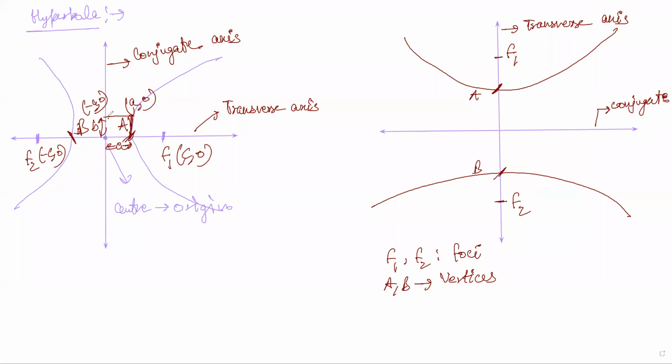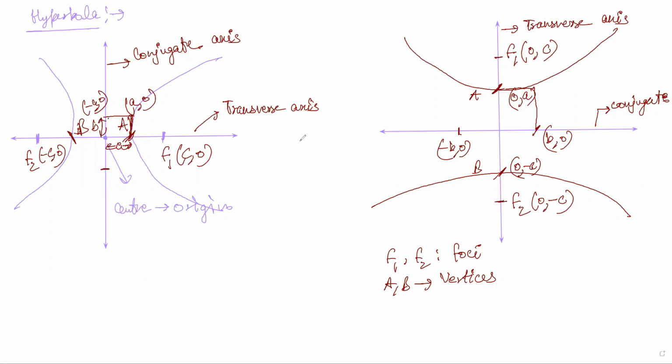And this point would be 0 comma B, and this would be somewhere 0 comma minus B. So conjugate axis, transverse axis. Then similarly, F1 would be 0 comma C, F2 would be 0 comma minus C, A would be 0 comma A, and B would be 0 comma minus A. And with some point B here, this would be B comma 0, and this would be minus B comma 0.